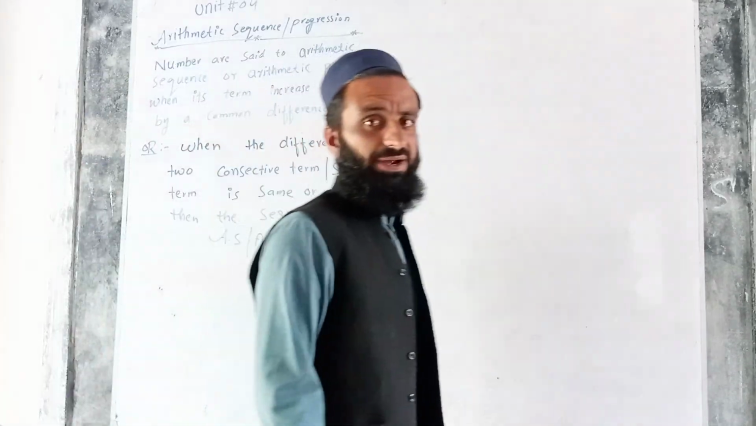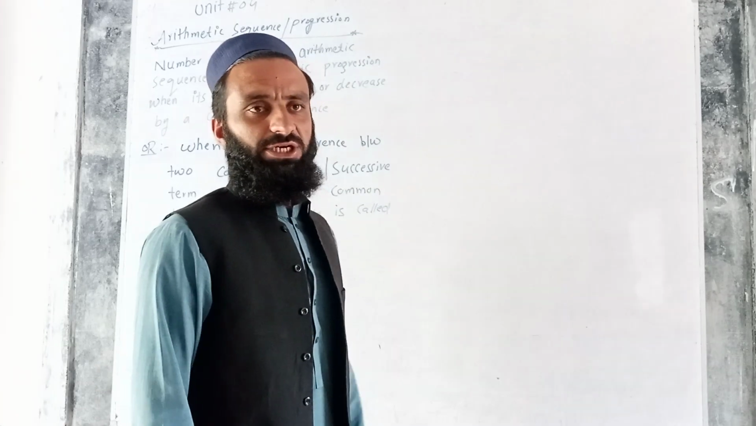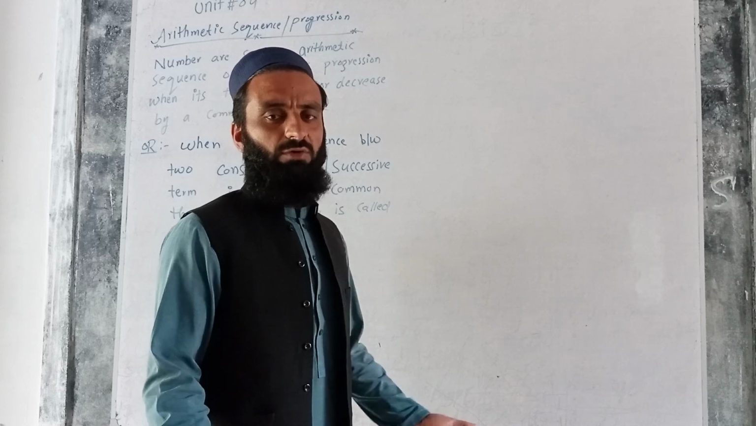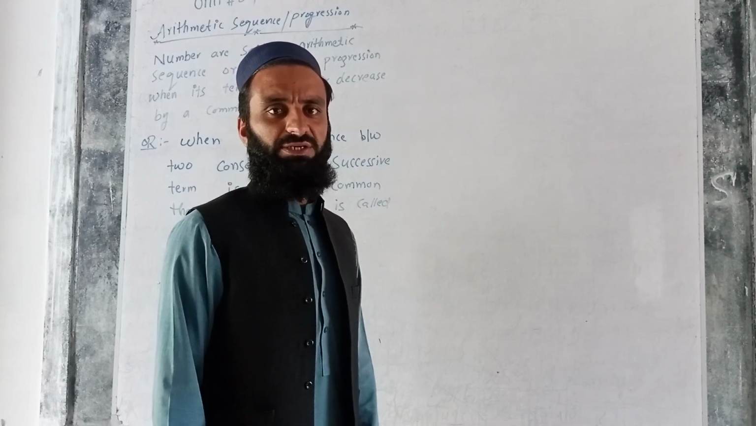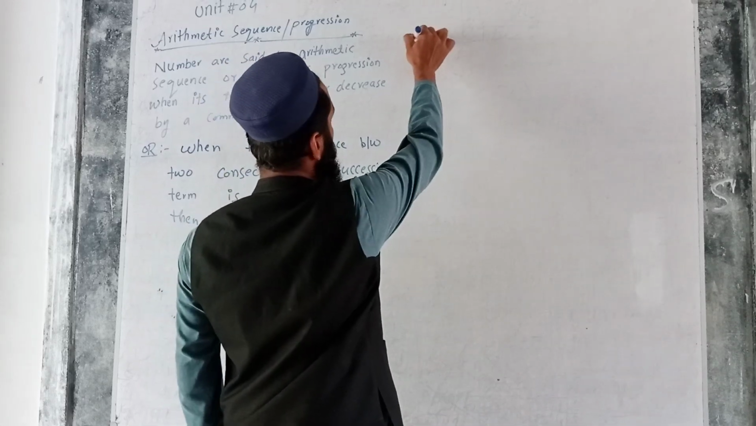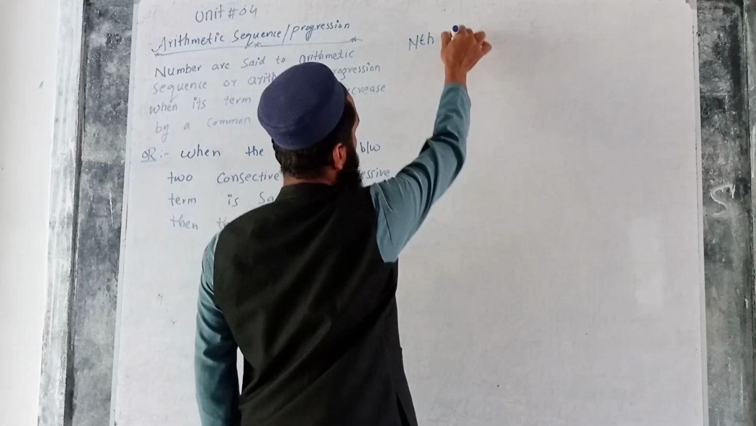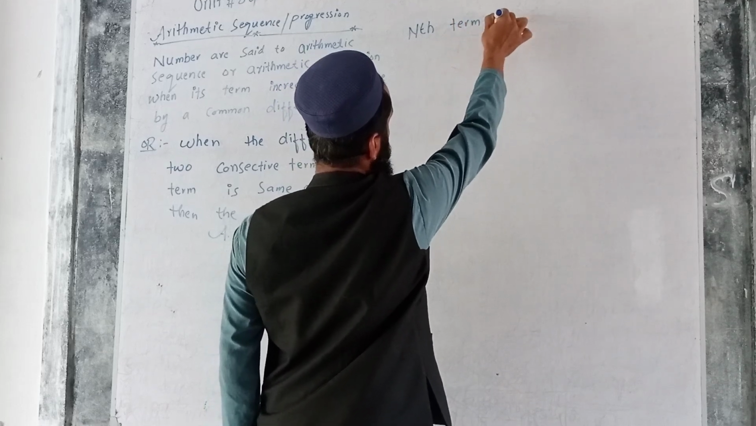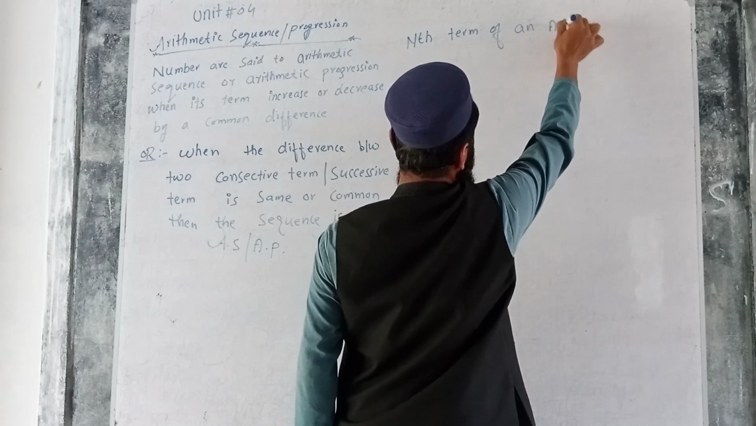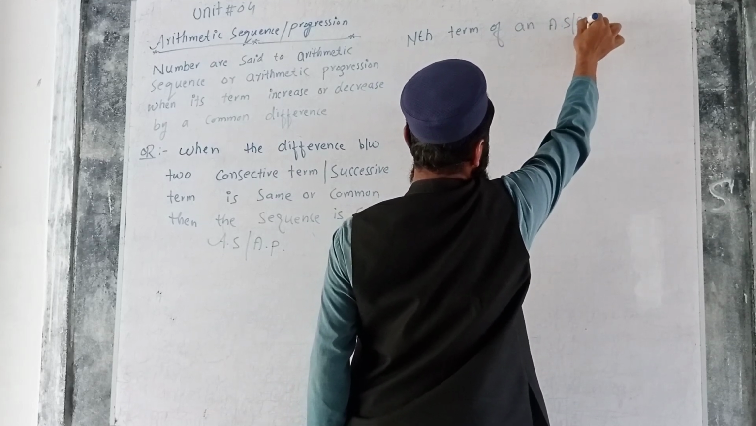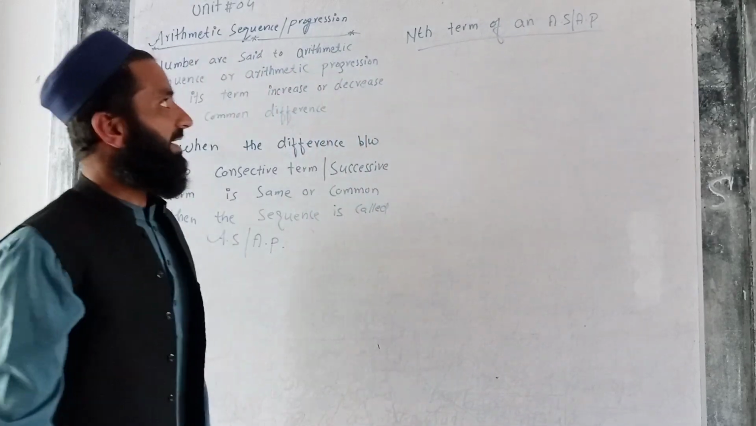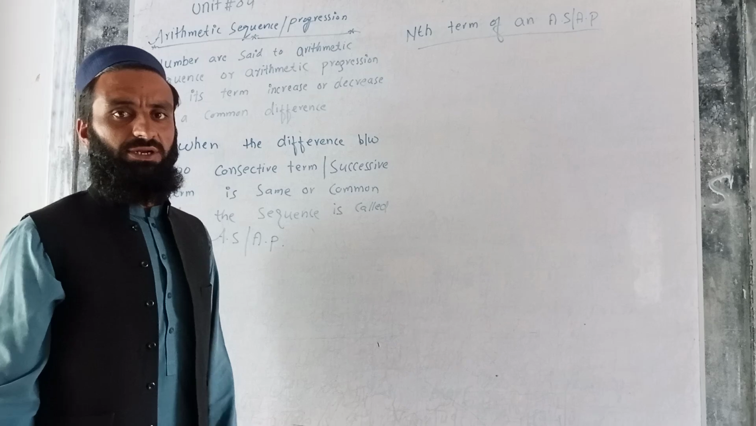Now we want to find the nth term or general term of an arithmetic sequence. But how do we find the general term of the arithmetic sequence? The nth term of an arithmetic sequence or arithmetic progression. But how to find the nth term of an arithmetic sequence or arithmetic progression?